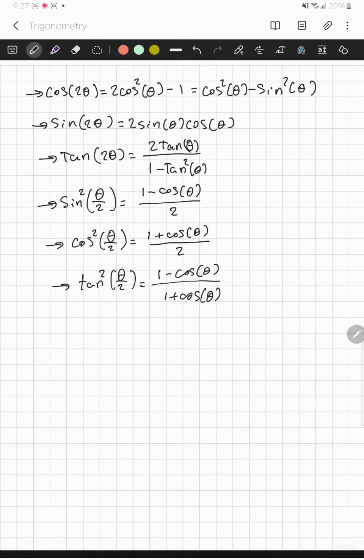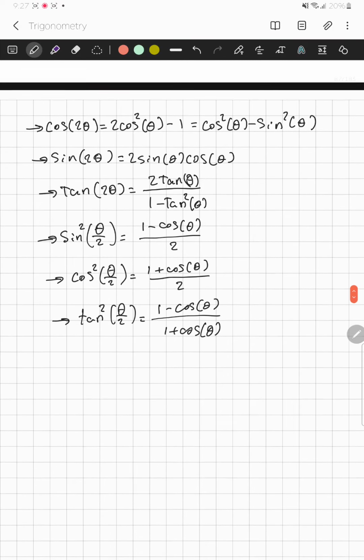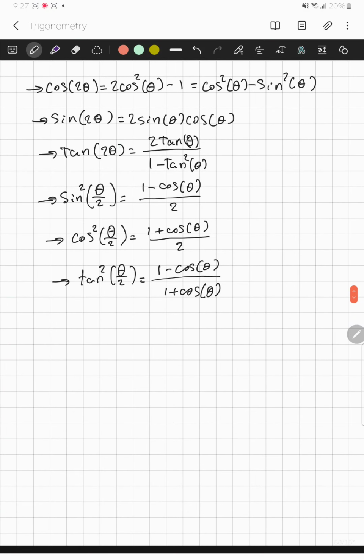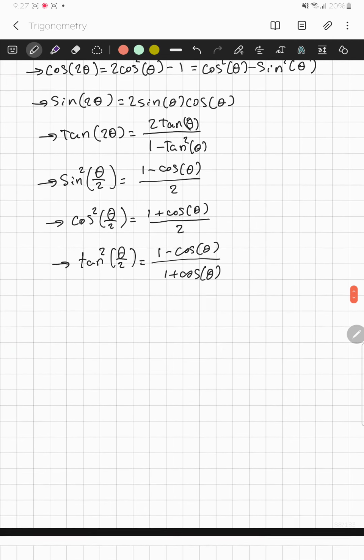Today we will derive these six equations. How? Very easy, very simple.